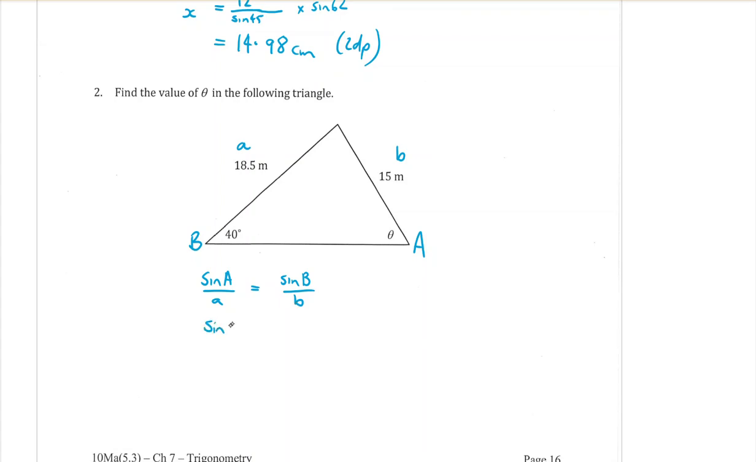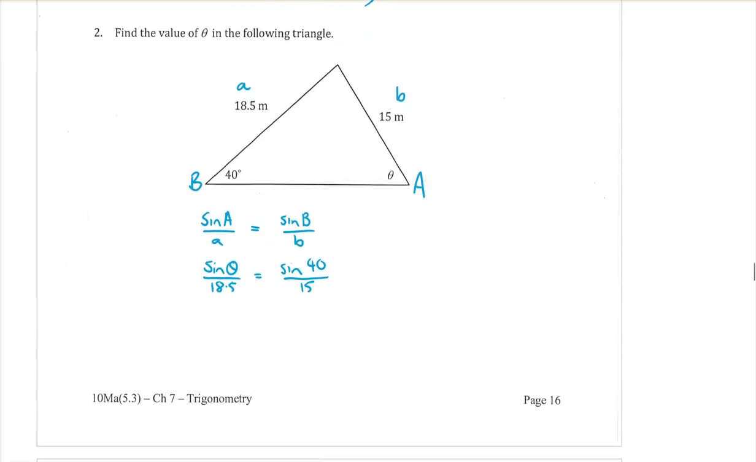Sine A is the theta that I'm trying to find, over little a, which is 18.5, equals sine capital B is 40 over little b, which is 15. So like last time, I need to get this by itself, so I'm going to times that across to the other side. You can either times it to be in front of that sine 40, or you could just go times 18.5 out here on the end.